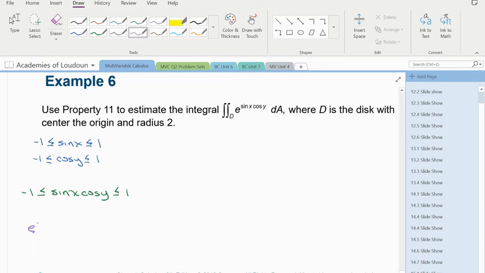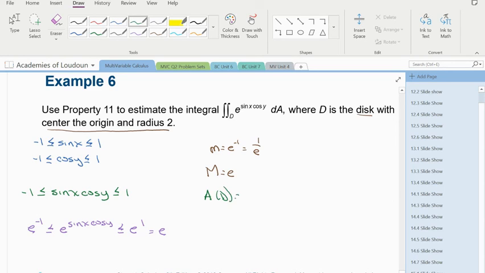Therefore, we have that e to the -1 is less than or equal to e to the sine x cosine y, which is less than or equal to e to the first, which we know is e. So if we say that m is equal to e to the -1, which is 1 over e, and capital M is e, and since we're talking about a disk with center at the origin and radius 2, the area of that region is going to be pi times 2 squared, or 4 pi.